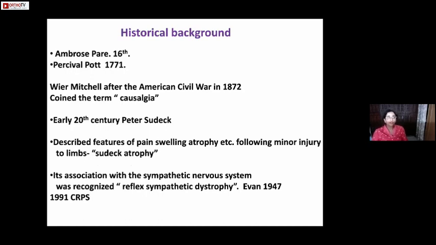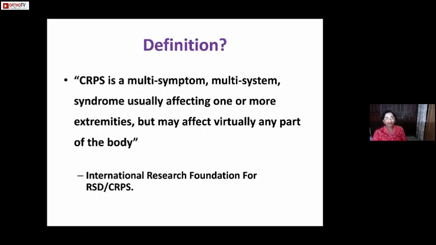In the 16th century, it was first reported by Ambroise Paré, later on by Percival Pott, then Mitchell, and in the early 20th century by Sudeck, who described features like pain, swelling, atrophy, etc. And in 1991, the pain conference termed it chronic complex regional pain syndrome. So by definition, CRPS is a multi-symptom, multi-system syndrome, usually affecting one digit or one or more extremities, but may affect virtually any part of the body.